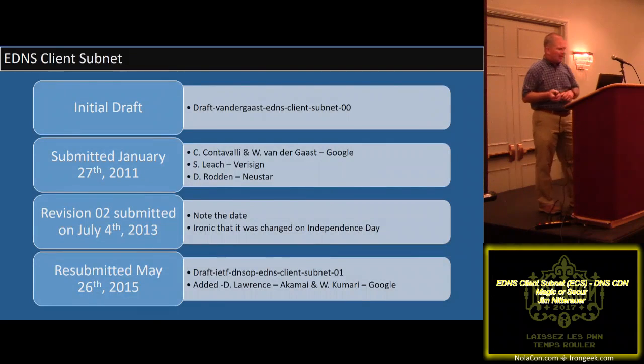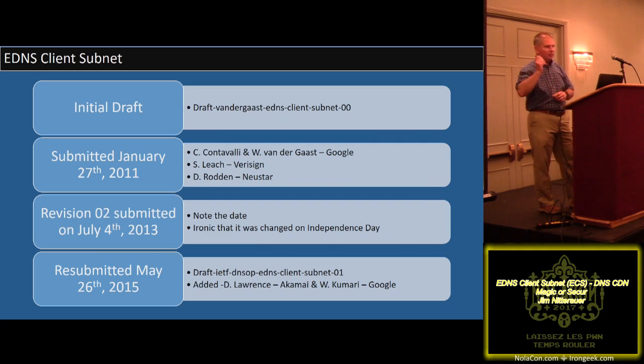So this initial draft came out in, I believe, 2011. It was called the Draft Vandergast EDNS Client Subnet 0. The way IANA and the IETF work is, when somebody wants to make an addition or a change to a known RFC protocol, they first apply for a draft, and it has the first author's name in it, then the name of that draft or where it falls in the tree of that particular protocol. So in this case, the author's name, Vandergast, EDNS, and then Client Subnet is the name of it.